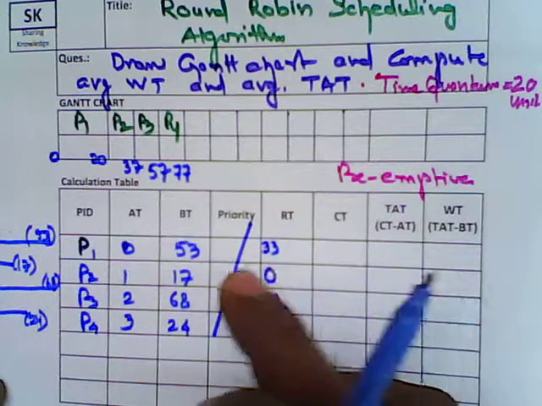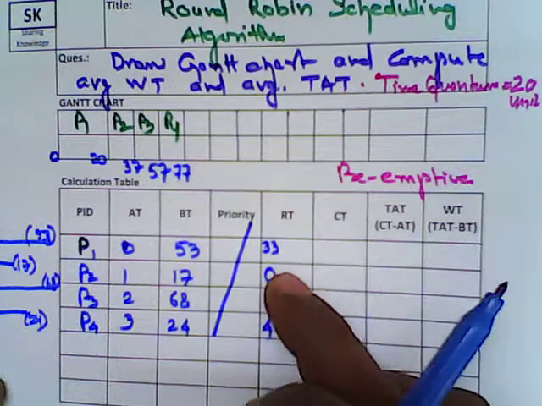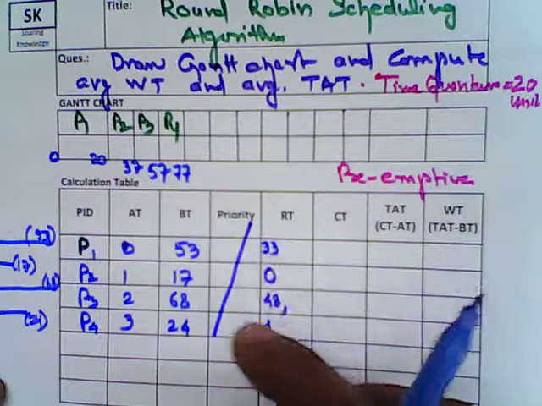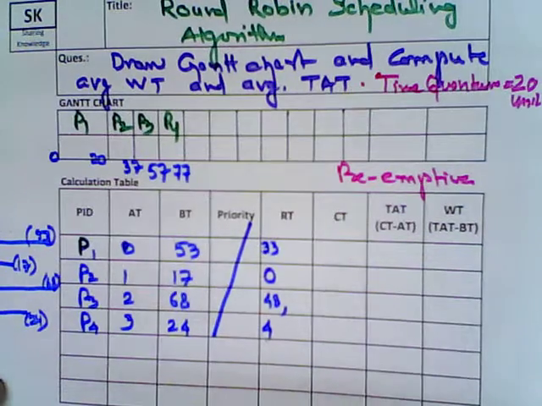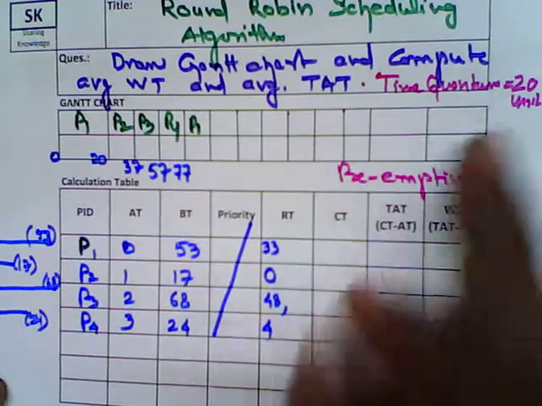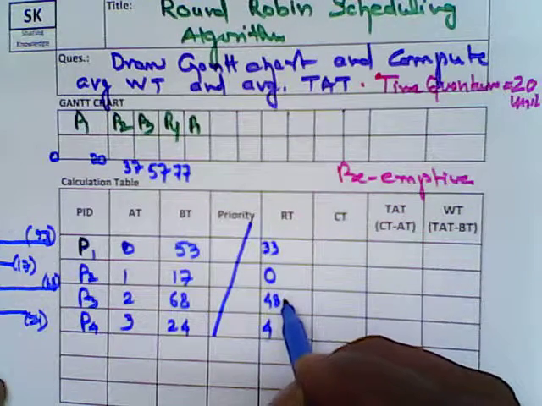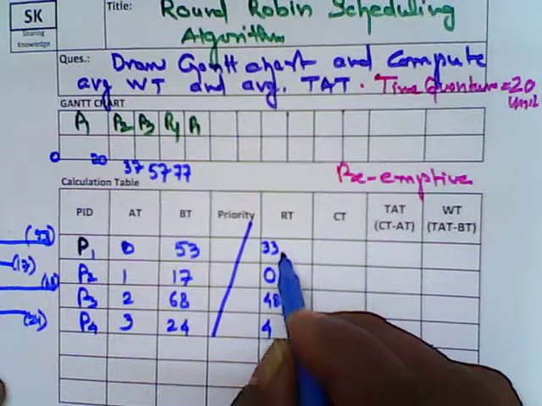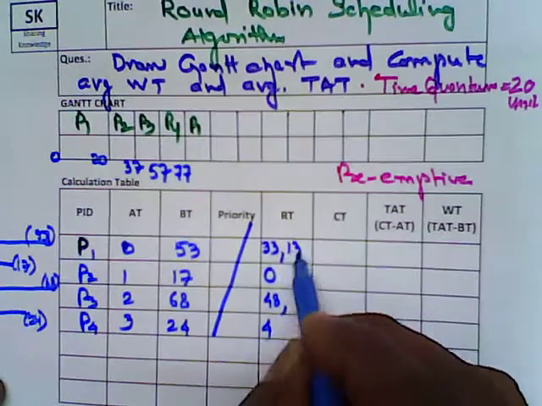Its task is over. The remaining 4 processes are there. So after P4, the next process is P1. So we will write P1 here, and how much time will it execute? It will execute for 20. That means from 33 minus 20 is 13, and we add 20 to it, it becomes 97.